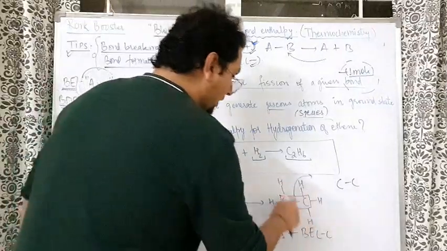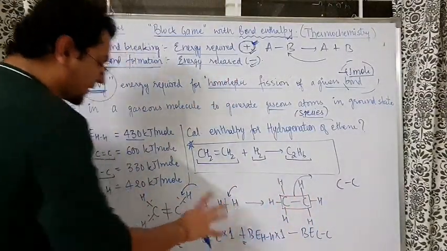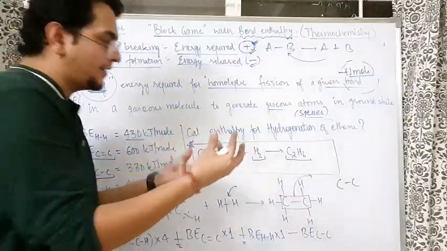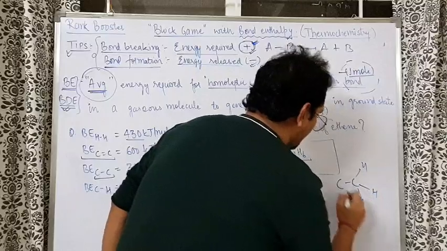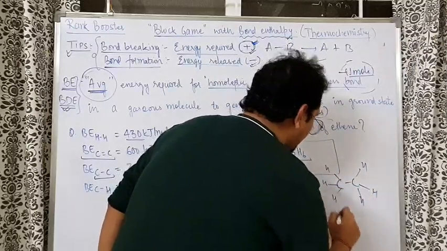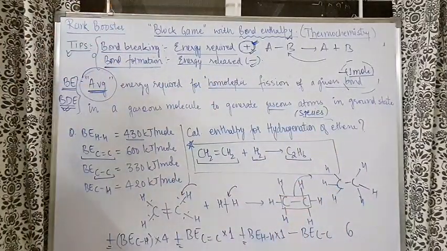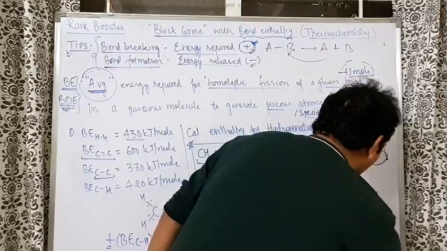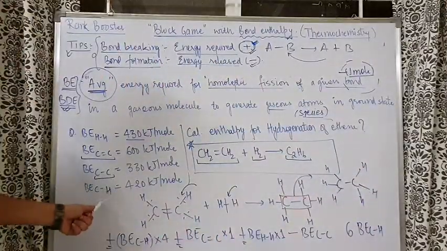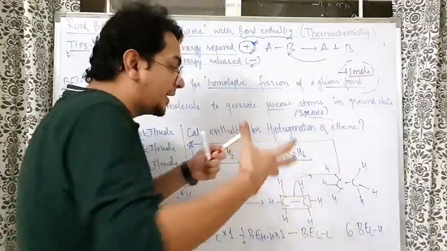Now I have 1, 2, 3, 4, 5, 6 hydrogen. You can check. 6 hydrogen atoms I have. I will connect them. So 1 here, 2 here, 3 here, 4 here, 5 here, 6 here. So that means I will connect 6 atoms of hydrogen with carbon. How much energy? So sir, the bond enthalpy of C-H, 6, but released or gained, sir, bond is getting formed.